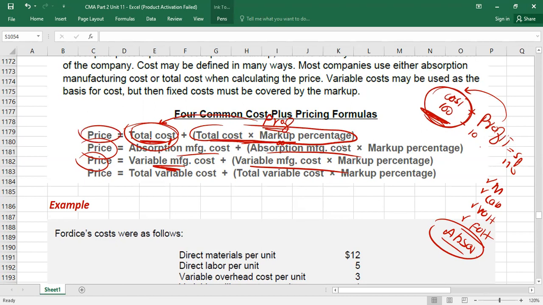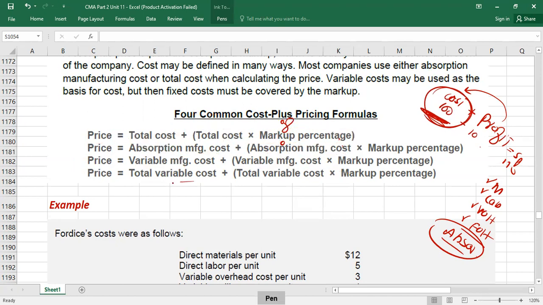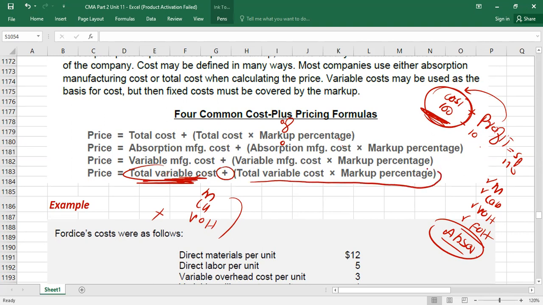And some companies consider total variable cost as the cost. Total variable cost includes cost of material, cost of labor, and cost of variable overhead. All these are manufacturing, but it may also include non-manufacturing variable cost, like selling cost, marketing cost, whatever non-manufacturing cost you have. But you have to take total variable cost. Some companies take total variable cost and add profit to it. This is also called cost plus pricing. For example, total variable cost plus total variable cost multiplied by markup percentage. This will give you the profit, and you add this profit to the total variable cost. This is how you will get the price.